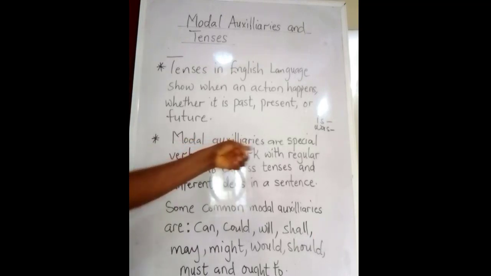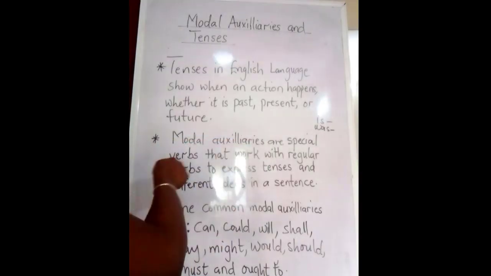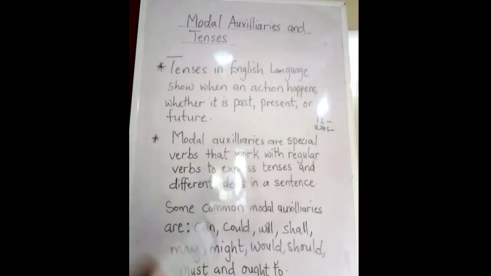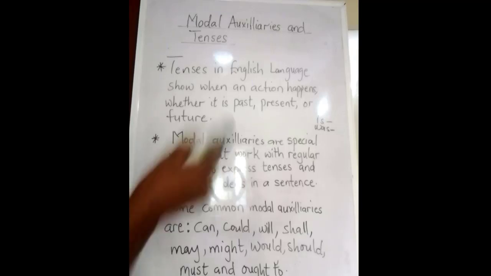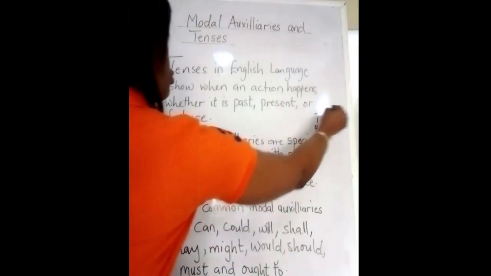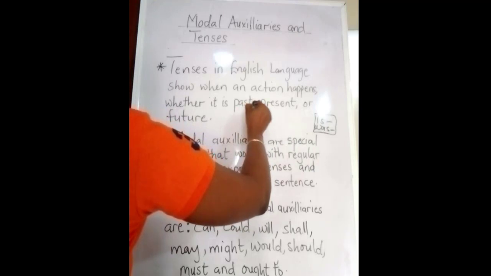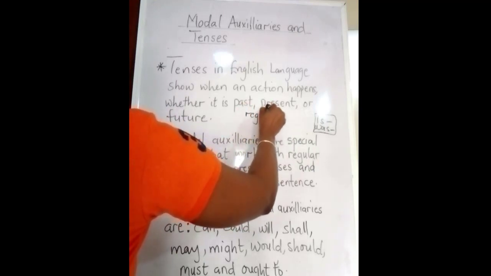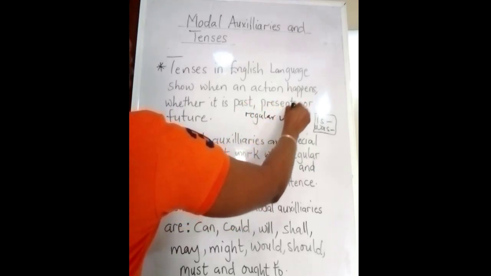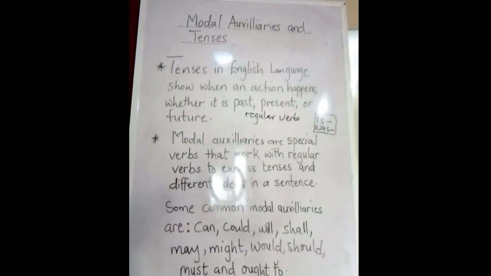So what are these modal auxiliaries? In English, they are special verbs that work with regular verbs to express tenses and different ideas in a sentence. Modal auxiliaries are special verbs. And why do we call them special verbs? They are special because there are other verbs that we are used to that we call the regular verbs, the commonly known verbs.